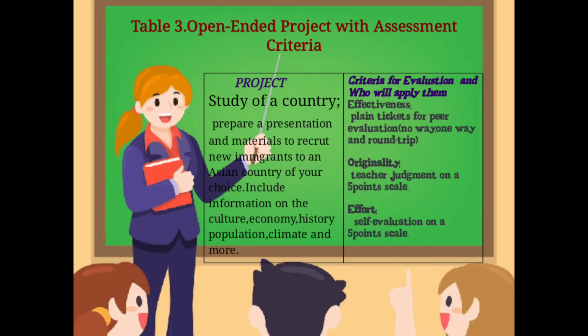The second column is all about the criteria for evaluation and who will apply them. Effectiveness: peer evaluation. The originality: teacher judgment on a 5-point scale. Effort: self-evaluation on a 5-point scale.